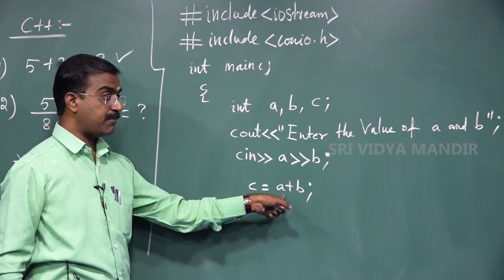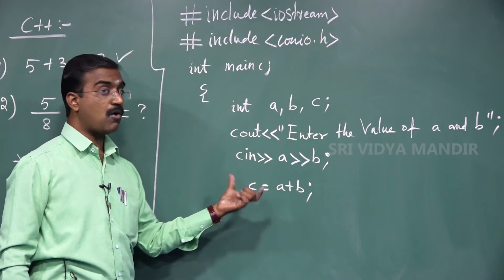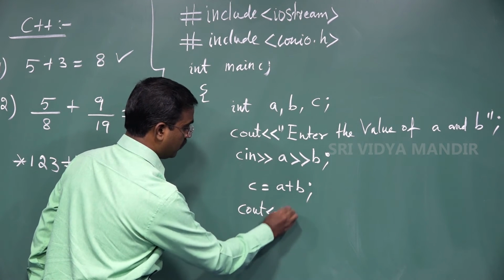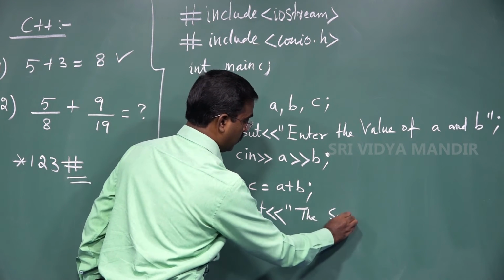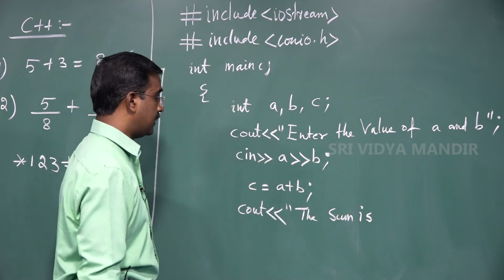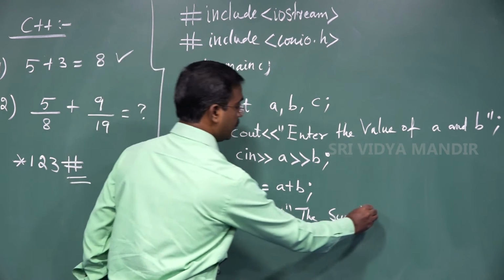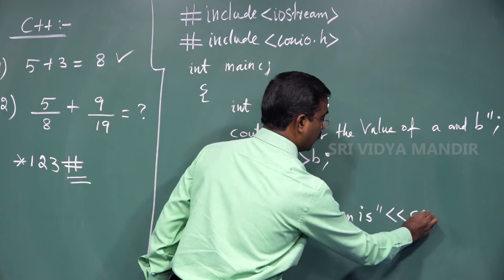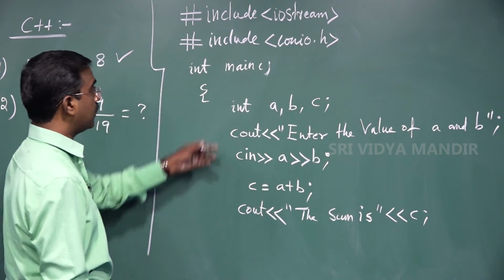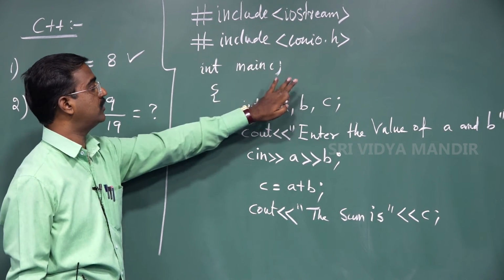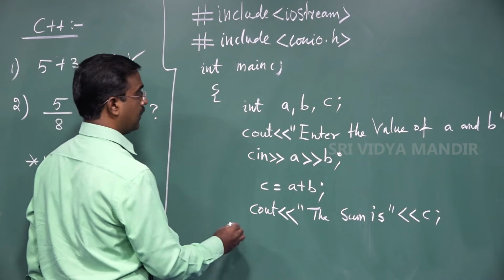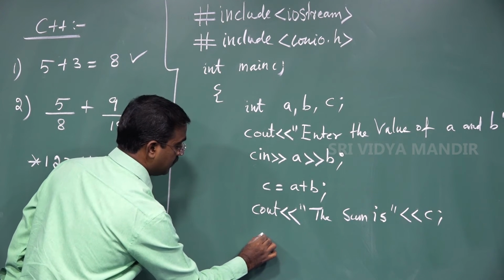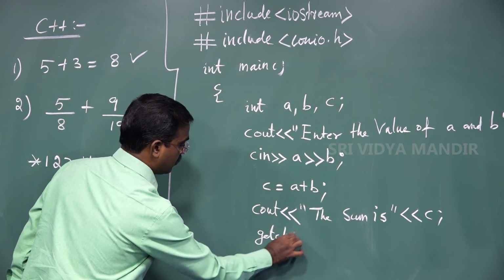The final process a plus b is assigned to variable c. How will we show the output? That's why we introduce cout: the sum is. Here we introduce the variables, a plus b assigned to c, so we want to show c. Now here we already included conio. Every time we write on a screen, that's why we introduce clrscr. If you want, we type it, otherwise no problem. But if you want to get the result immediately, use getch.